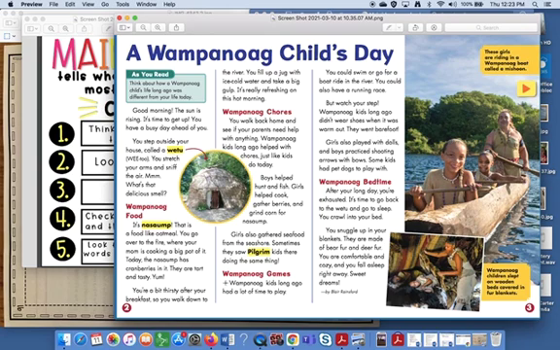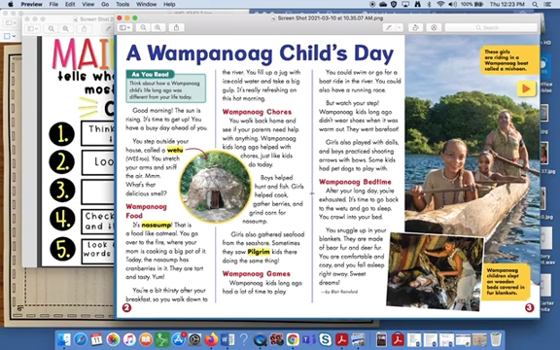Wampanoag games. Wampanoag kids long ago had a lot of time to play. You could swim or go for a boat ride in the river. You could also have a running race. But watch your step. Wampanoag kids long ago didn't wear shoes when it was warm out. They went barefoot. Girls also played with dolls, and boys practiced shooting arrows with bows. Some kids had pet dogs to play with.